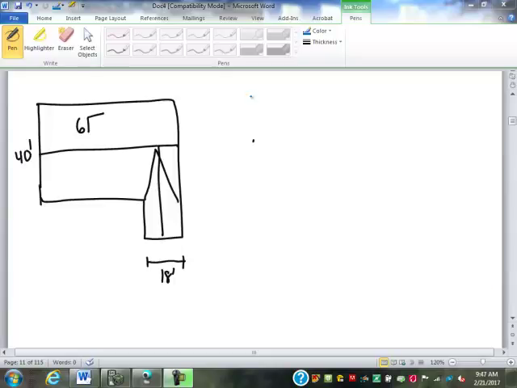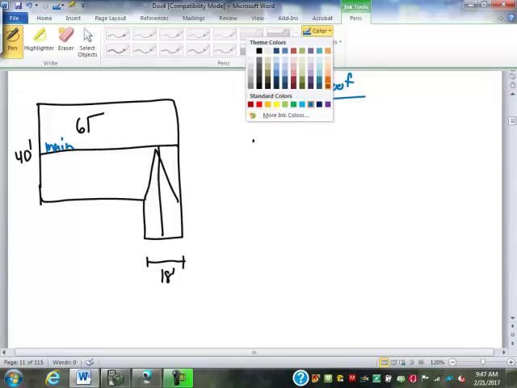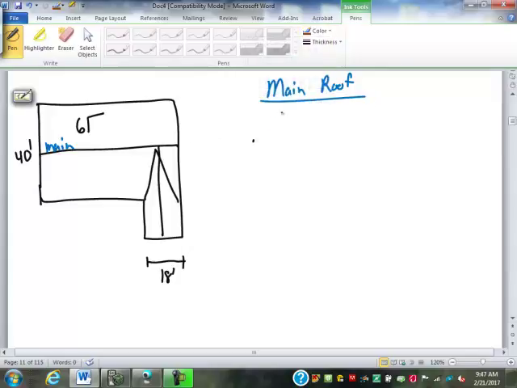Let's see if you got this. So we're going to start on the main roof over here. The valleys are actually considerably simpler than the hips. So on our main roof, we're going to start with the common.